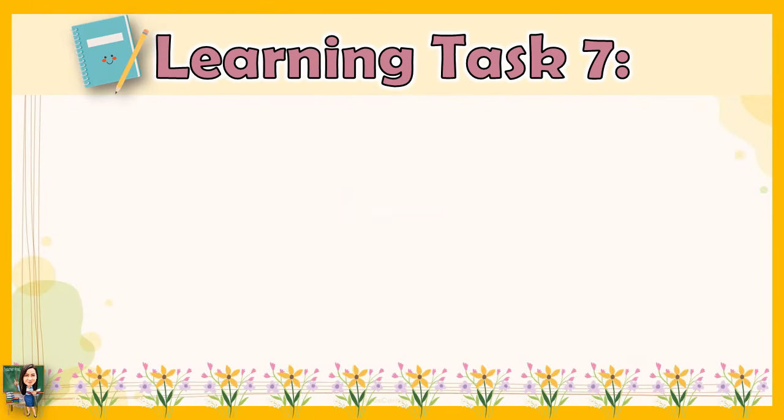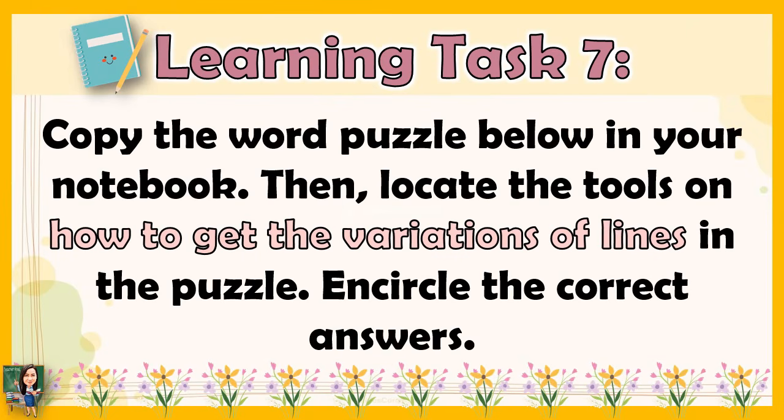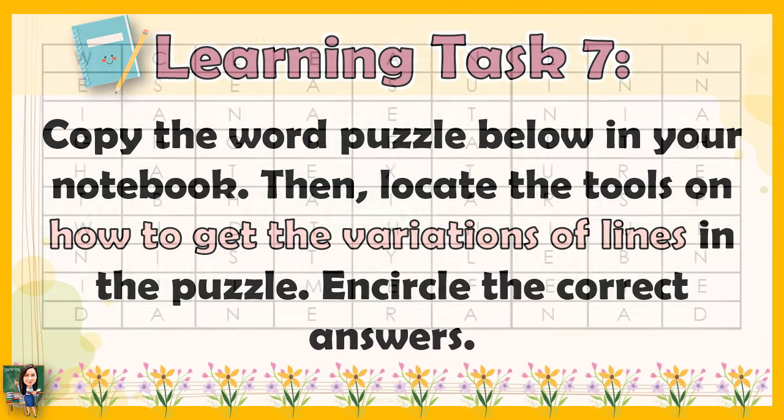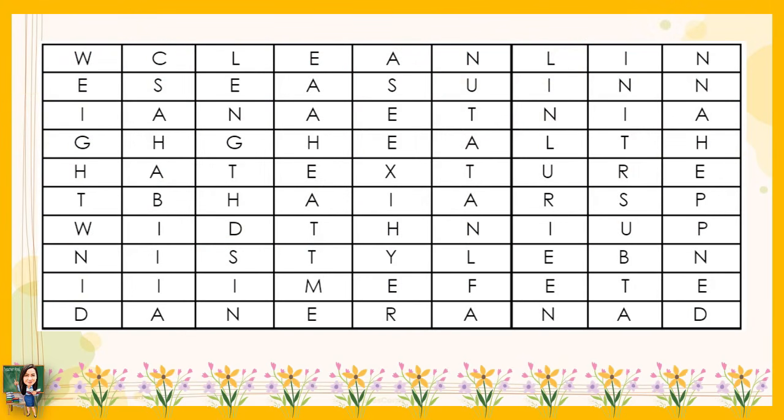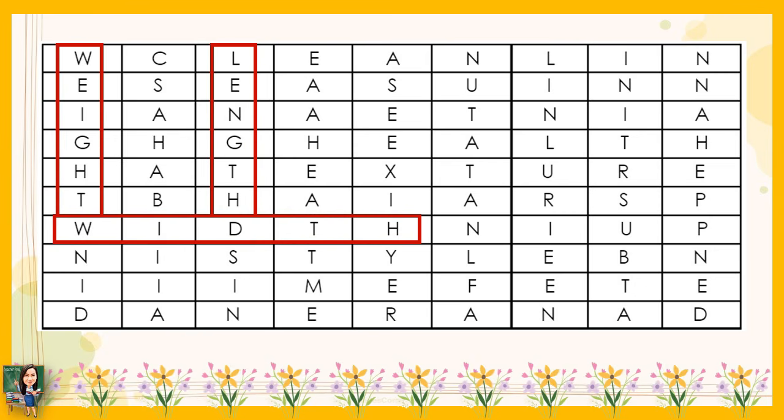For learning task 7, copy the word puzzle below in your notebook. Then, locate the tools on how to get the variation of lines in the puzzle and circle the correct answers. The tools on how to get the variation of lines are length, width, weight, texture, and style.